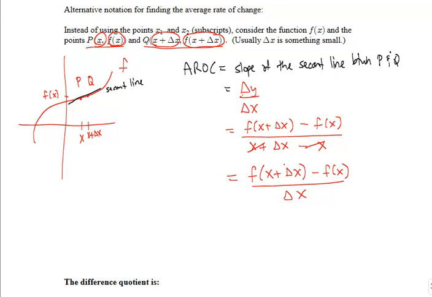And this is going to be our average rate of change, and it also has another name. It is called a difference quotient. Difference means subtraction, and quotient means division. So we have our subtraction right here, and then we have our division right there. So that's why it's called a difference quotient.